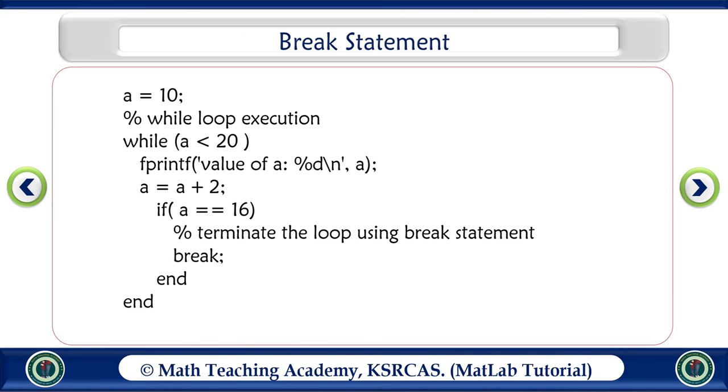Between this while loop, you have the command if a equals 16, break, end. So if the value of a gets 16, then the command break is executed. That is why the loop is terminated here. So what the output of this command will look like is 10, 12, 14. That's all.